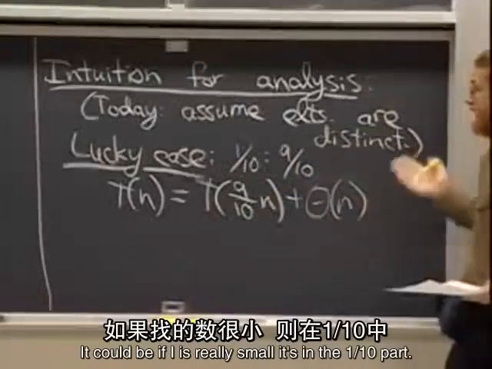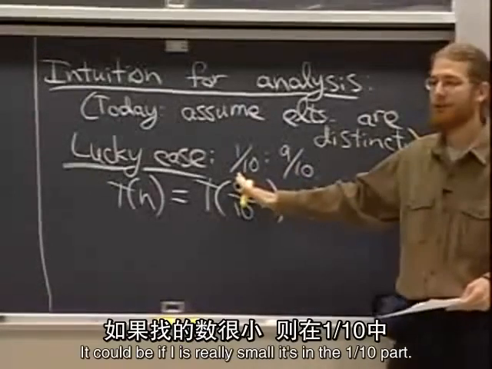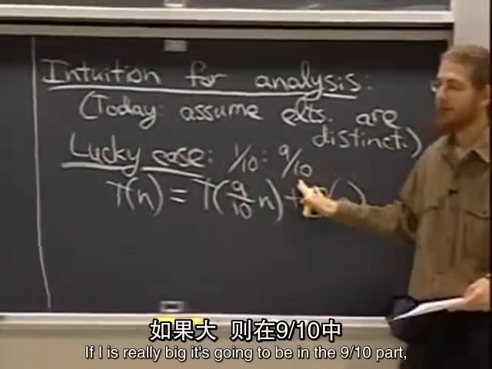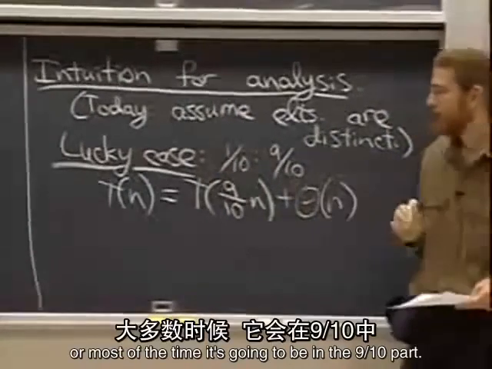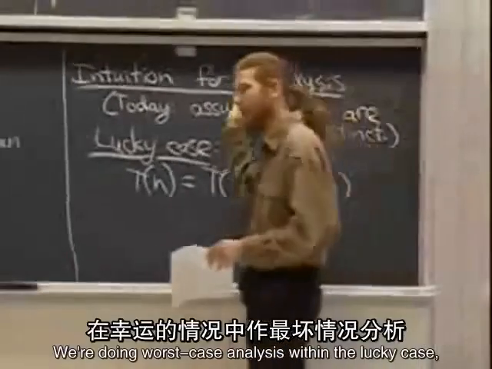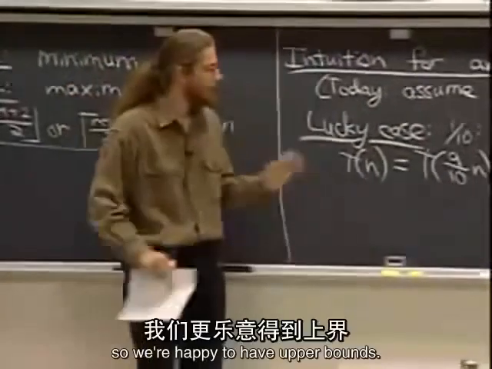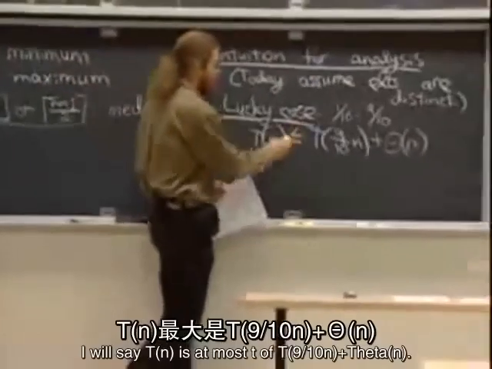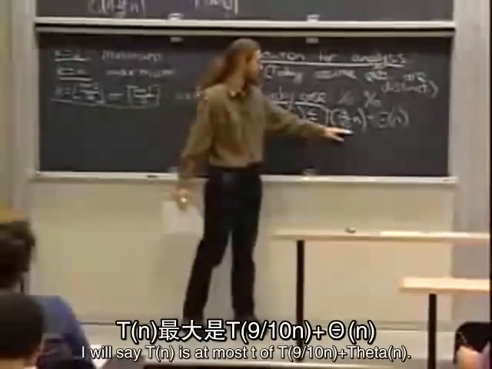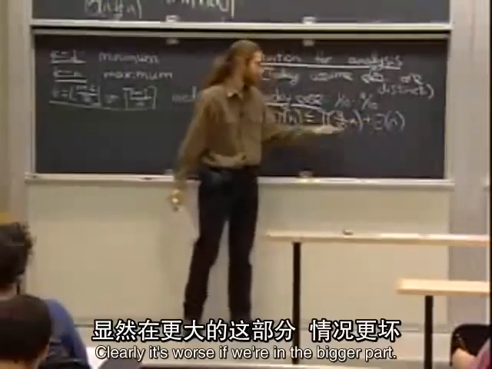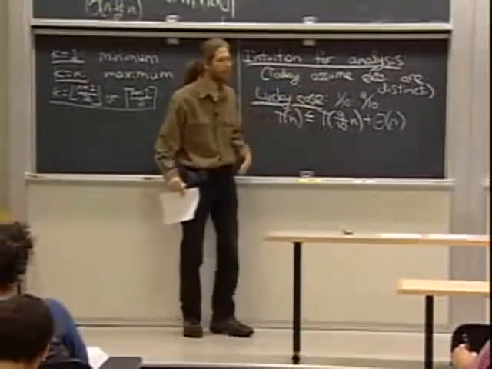If i is really small, it's in the 1/10 part. If i is really big, it's going to be in the 9/10 part, or most of the time it's going to be in the 9/10 part. Let's just, we're doing worst case analysis within the lucky case. So we're happy to have upper bounds. So I'll say T(n) is at most T(9/10 n) plus Theta(n). Clearly it's worse if we're in the bigger part.